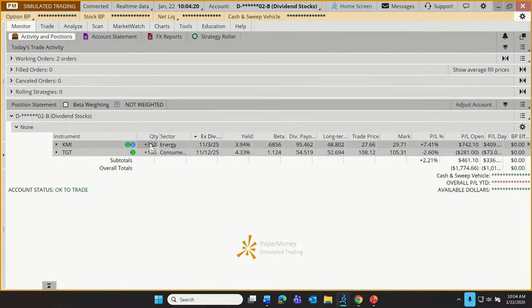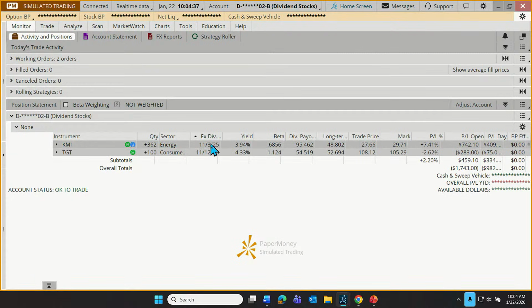And right now, we have 362 shares of KMI, 100 shares of Target. KMI is in the energy sector. Target is in consumer staples. So we're starting to move towards some diversification if that's the investor's priority.